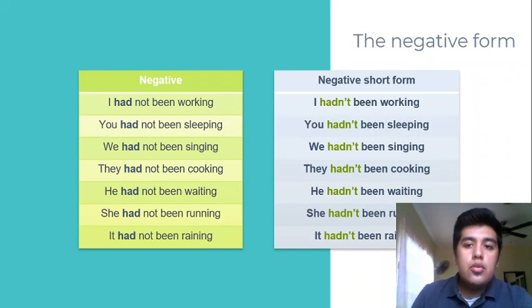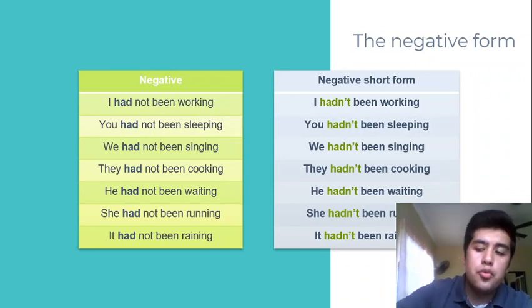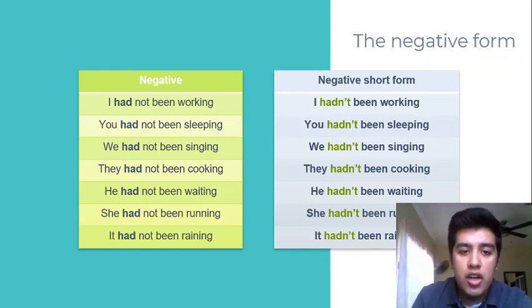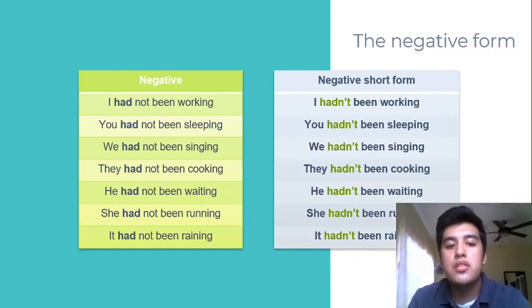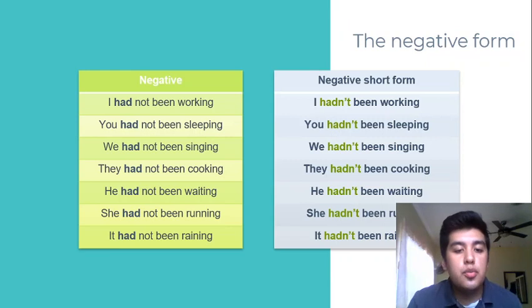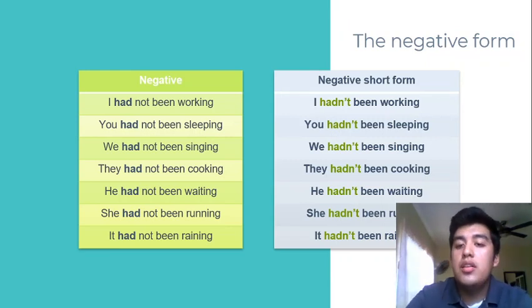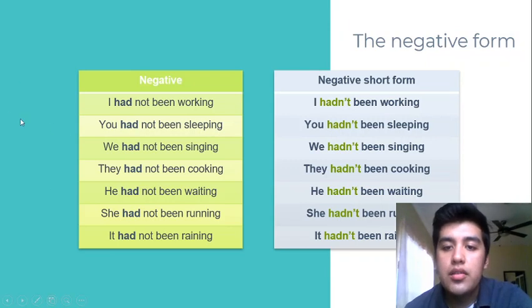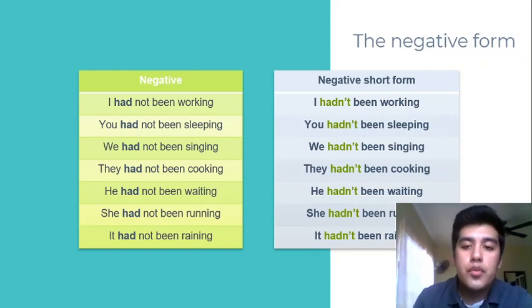Okay, let's continue with the negative form. As I said, it's only adding the word not. I had not been working, you had not been sleeping, she had not been running. And the abbreviation is this: hadn't. I hadn't been working, he hadn't been waiting, we hadn't been singing, it hadn't been raining.